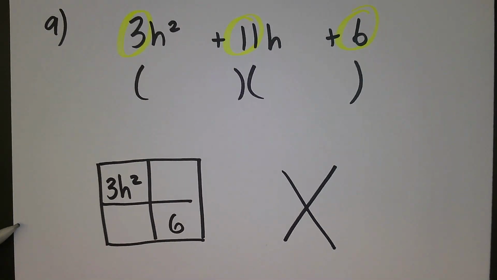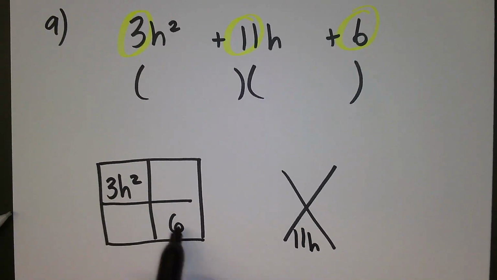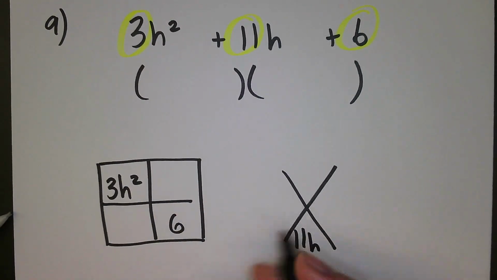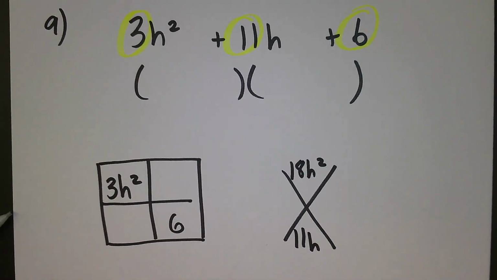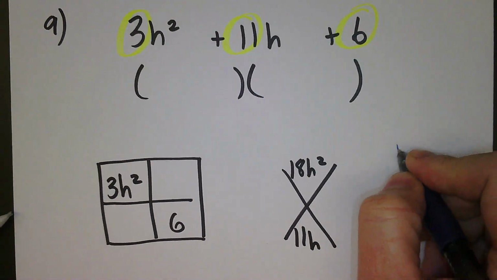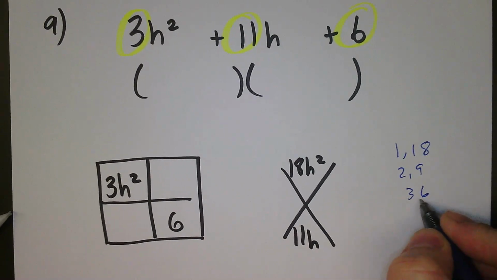I'm going to use a diamond problem to figure that out. So let's see, they have to add to 11h. I'll leave the variable in this time. And then here they have to have the same product. So I'm going to do 3h squared times 6, which is 18h squared. So I need the factors. I need the factors of 18 that are going to add together to get 11. So it's either 1 and 18, 2 and 9, or 3 and 6.